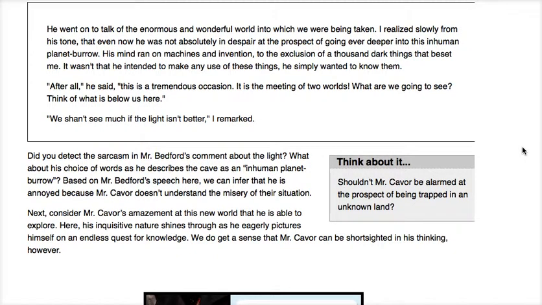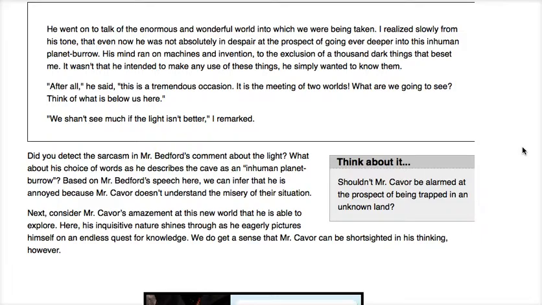So did you detect sarcasm in Mr. Bedford's comment about the light? What about his choice of words as he describes the cave as an inhuman planet burrow? Based on Mr. Bedford's speech here, we can infer that he is annoyed because Mr. Caver doesn't understand the misery of their situation. Think about it in the gray box. Shouldn't Mr. Caver be alarmed at the prospect of being trapped in an unknown land? Next, consider Mr. Caver's amazement at this new world that he is able to explore. Here, his inquisitive nature shines through as he eagerly pictures himself on an endless quest for knowledge.